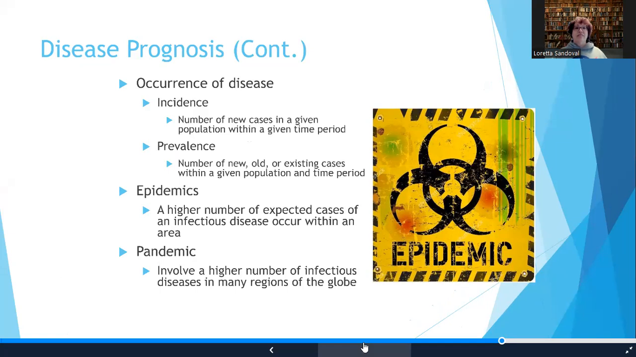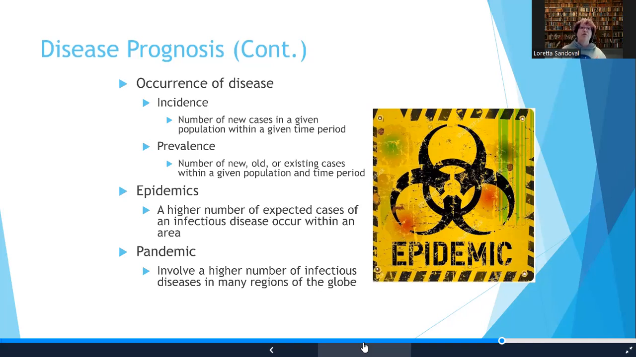The incidence of disease is the number of new cases in a given population within a given time period. So we can say this number of people developed this disease within the last month. And a lot of times, like with COVID, when they're tracking case rates, incidence is a very, very relevant number. And it's usually the number of new cases within 100,000. So they'll say 1,000 within 100,000 or 7 within 100,000. That's the incidence of the disease within a given time period.